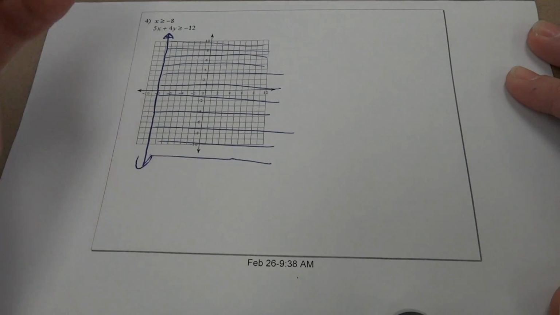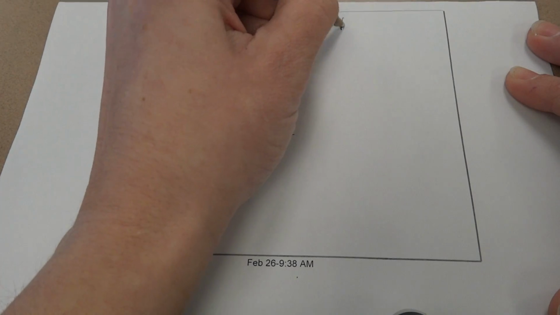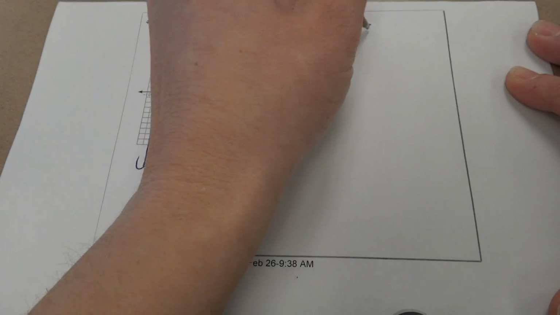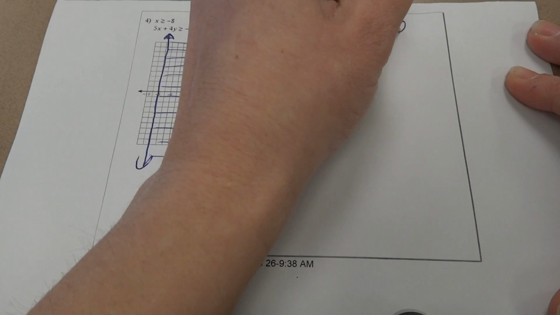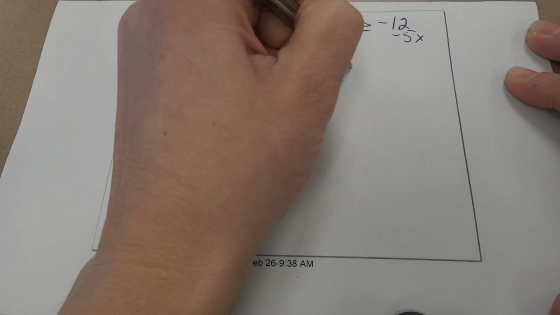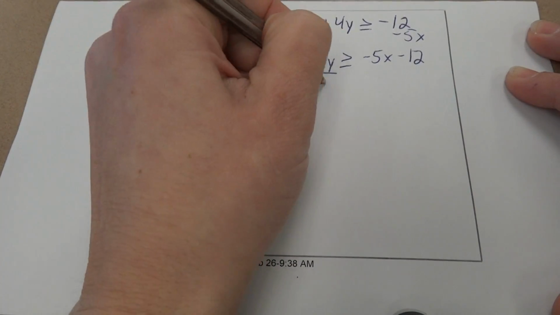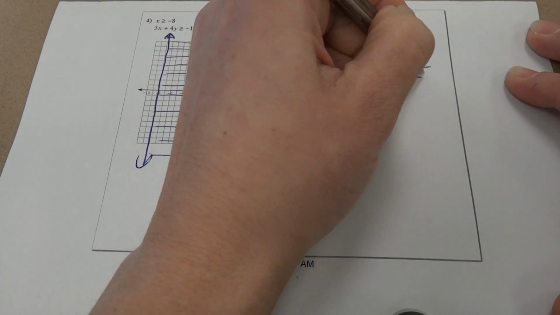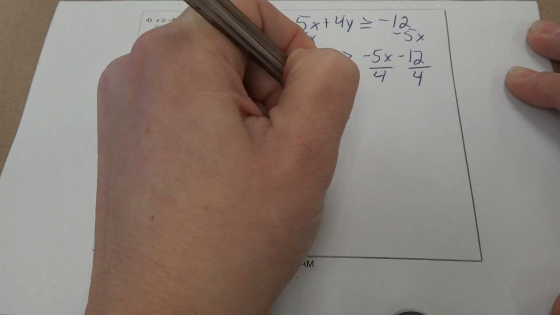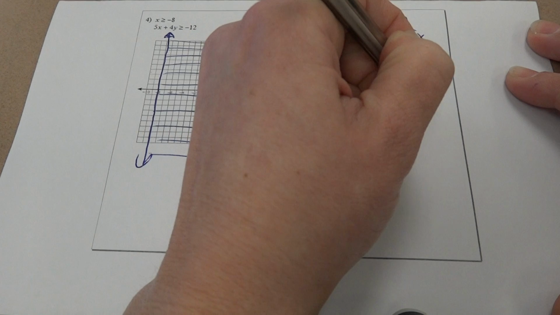Now I have to solve this inequality for y, so I have 5x plus 4y is greater than or equal to negative 12. So I'm going to subtract 5x from both sides, and I end up with 4y is greater than or equal to negative 5x minus 12, and then divide by 4 on each side. So I got y is greater than or equal to negative 5/4 x minus 3.